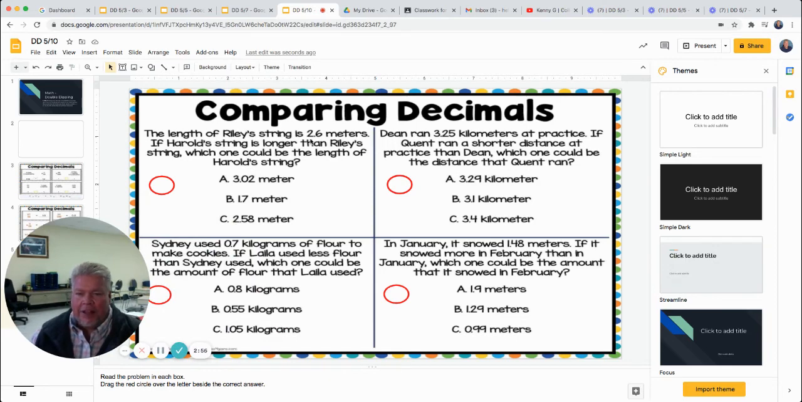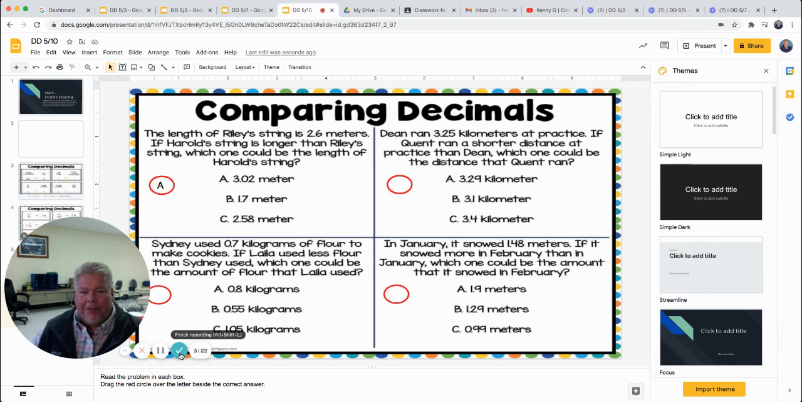The length of Riley's string is 2 and 6/10 meters. If Harold's string is longer than Riley's string, which one could be the length of Harold's string? So it's got to be more than 2 and 6/10. Well, it would have to be 3 and 2/100. 3 is bigger than 2. So we're just going to put an A in the blank there. And that's how you do today's slides.